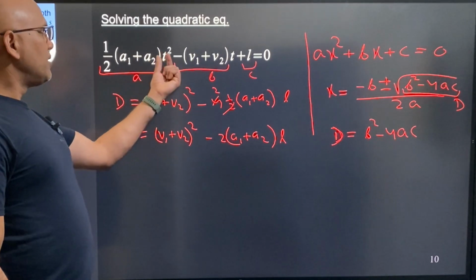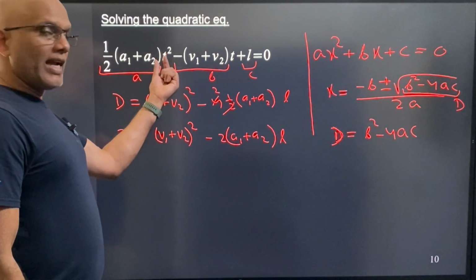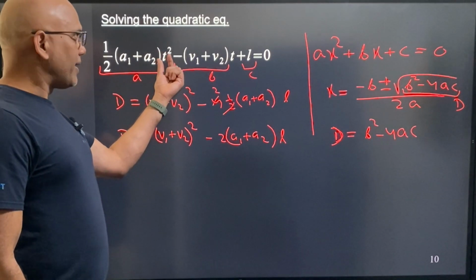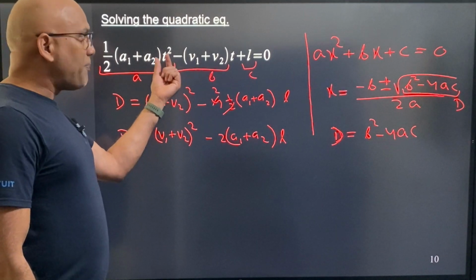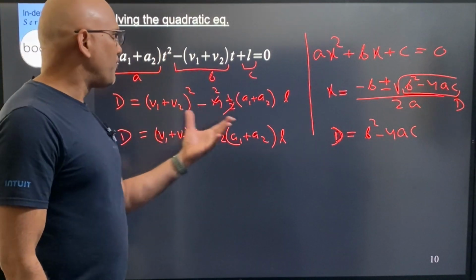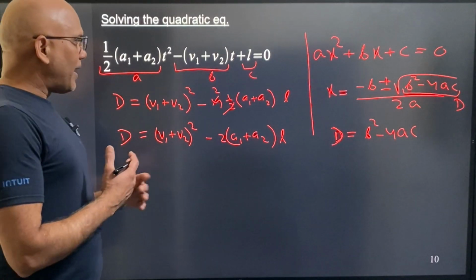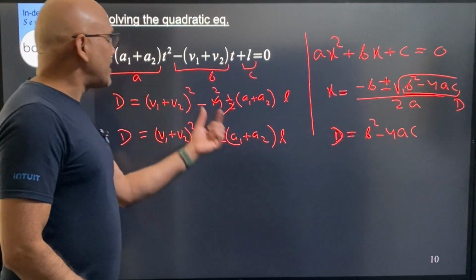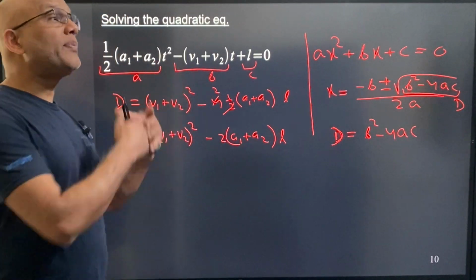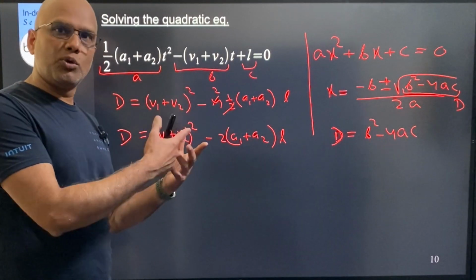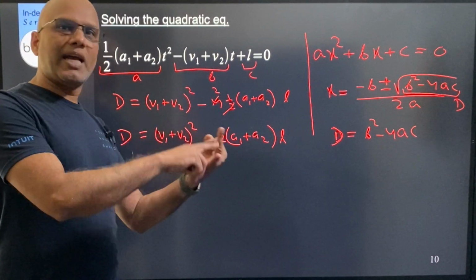Now think about it for a moment. The solution for the time t depends on the coefficients, obviously, right? And the coefficients dictate when they will meet, if they will meet or not, and if they do, whether they will meet one time or two times.